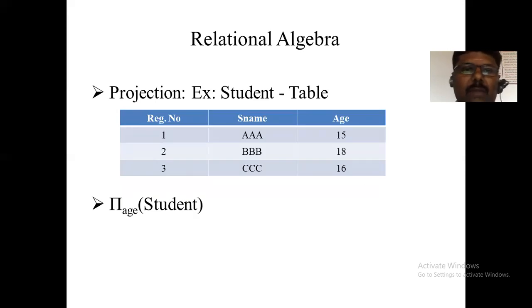Here again we take the same student table: register numbers 1, 2, 3, student names A, B, C, and ages 15, 18, 16. Here I'm going to fetch the age attribute, or age data field. When you perform pi age on student, it is going to retrieve the age attribute. It will give you the final result of age.